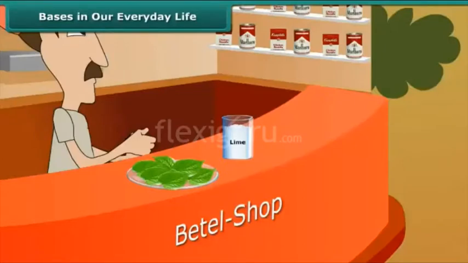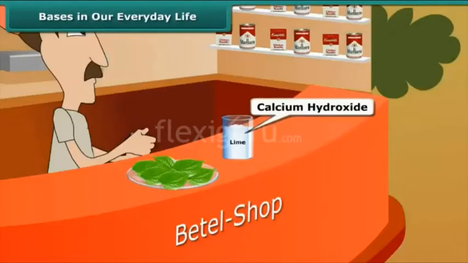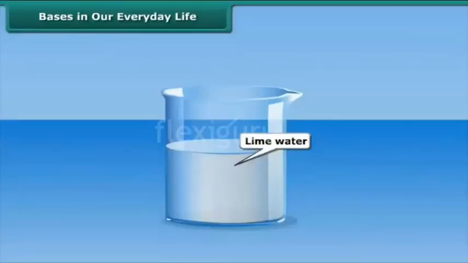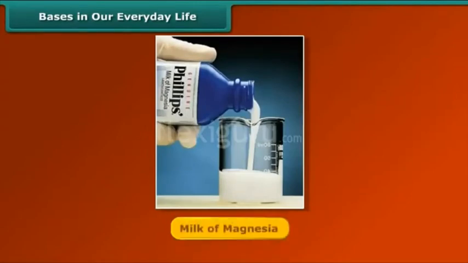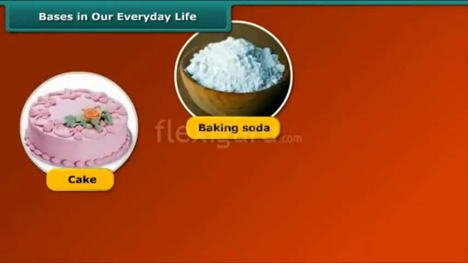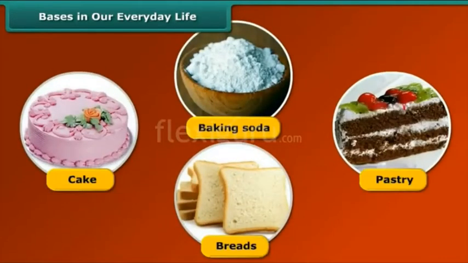Students, the chemical name of lime is calcium hydroxide. Lime water is prepared by dissolving lime in water. Milk of magnesia is a medicine which helps us in digesting our food. It contains magnesium hydroxide, which is a base. The baking soda used in making cake, breads and in other bakery items contains sodium hydrogen carbonate.